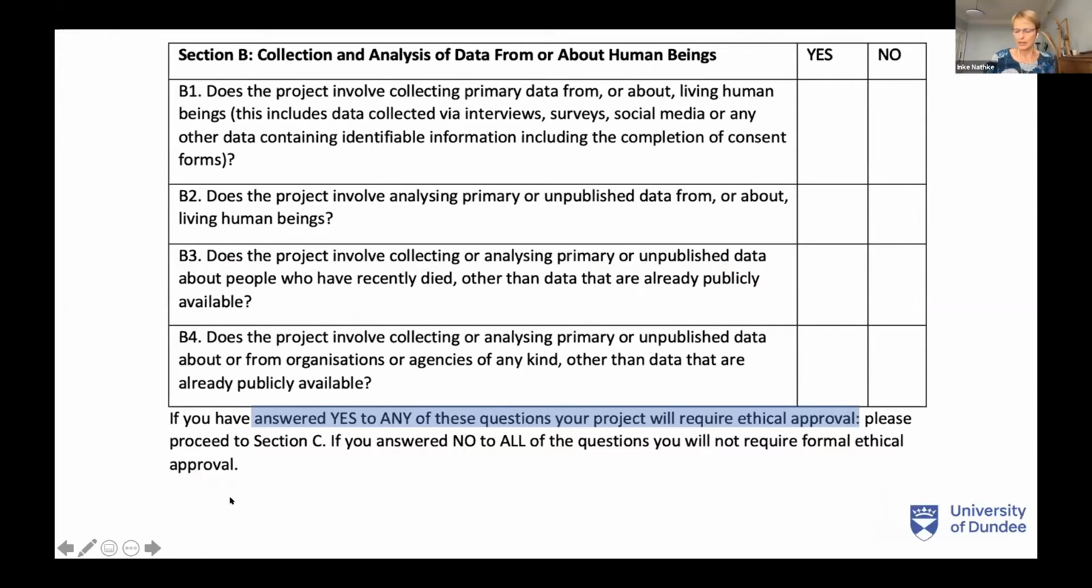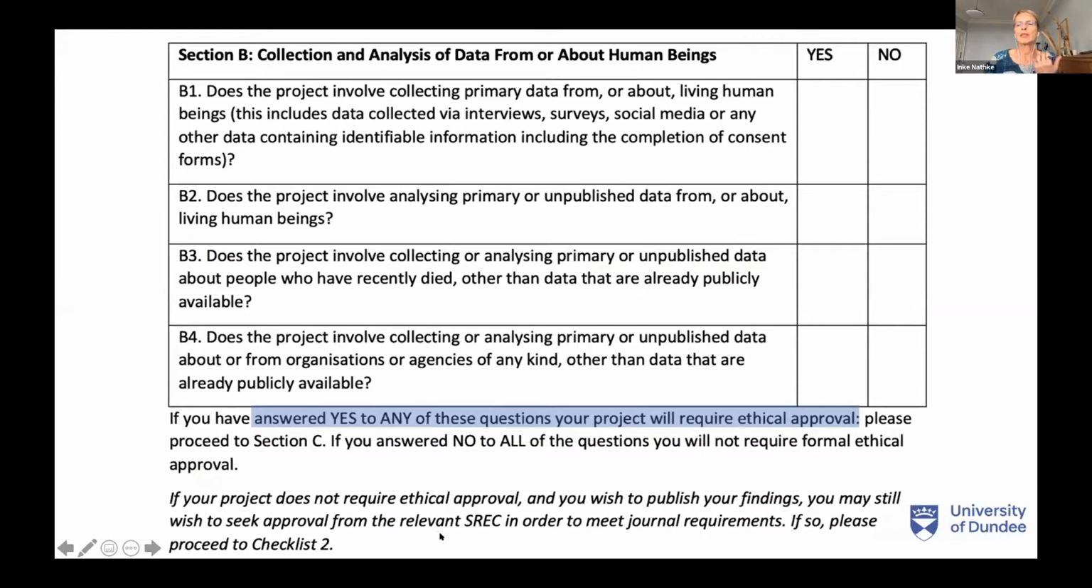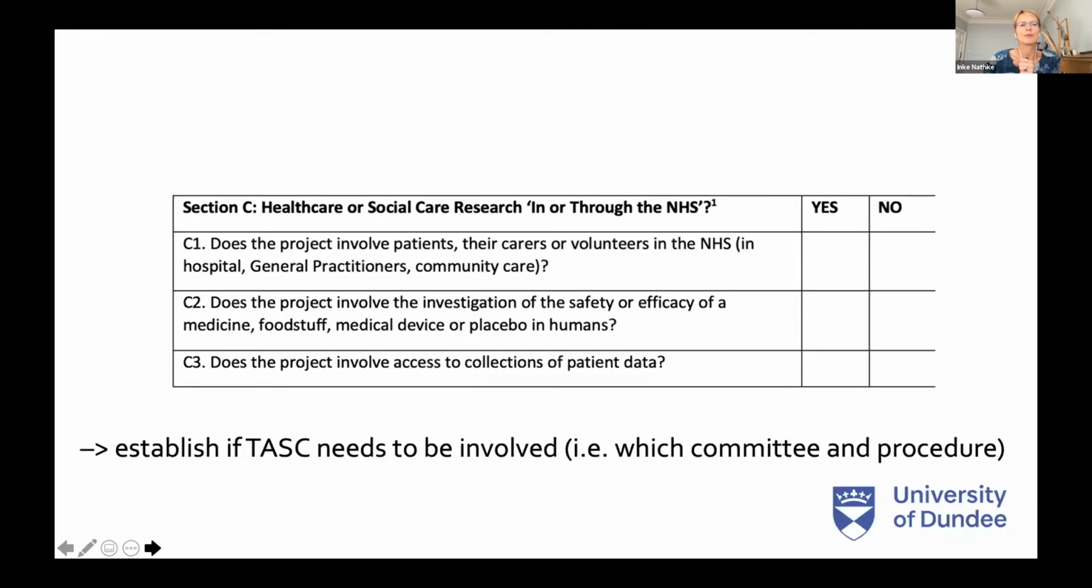Another really important thing to remember here, and Margaret alluded to this: even if a project formally does not require ethical approval by these criteria, which abide with all the principles that Margaret alluded to, one might still wish to seek formal approval from a relevant school research ethics committee if one wishes to publish it, because some journals may have specific requirements in this space. I think this is always something really important to consider, particularly in the life sciences space.